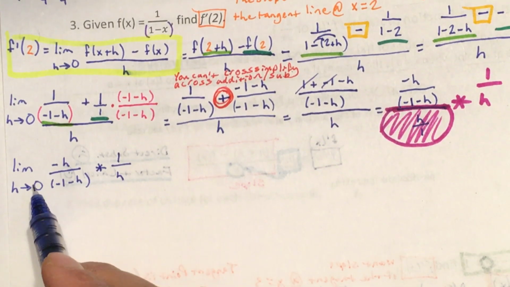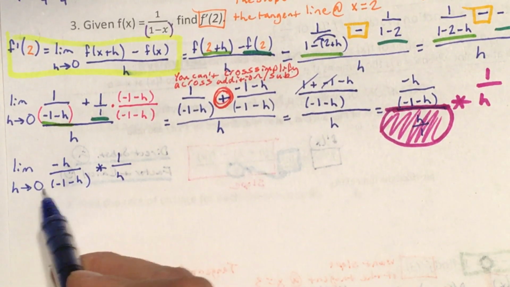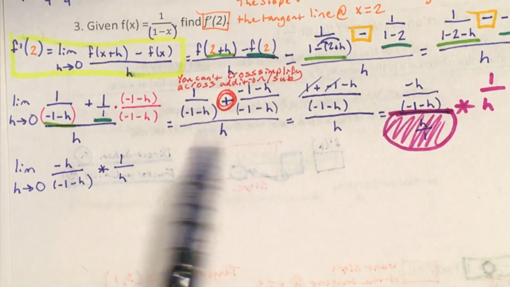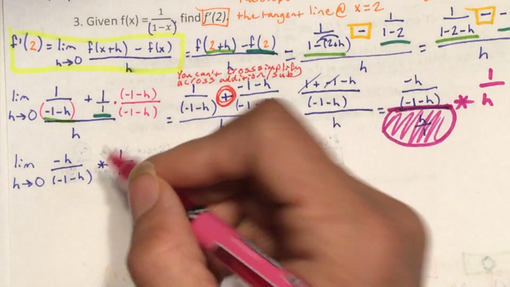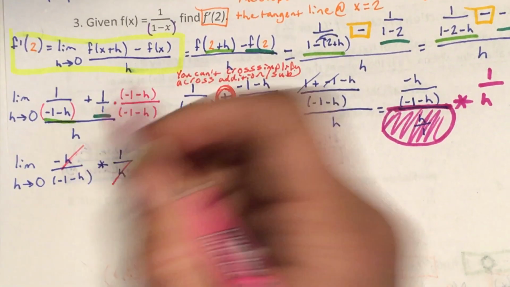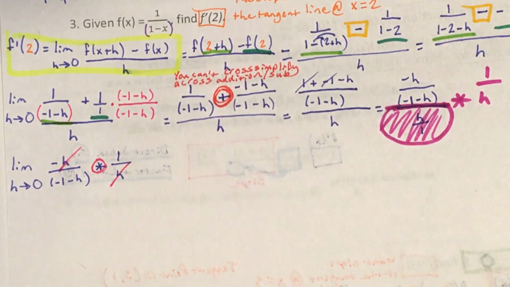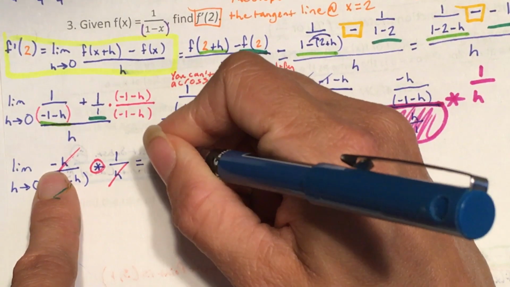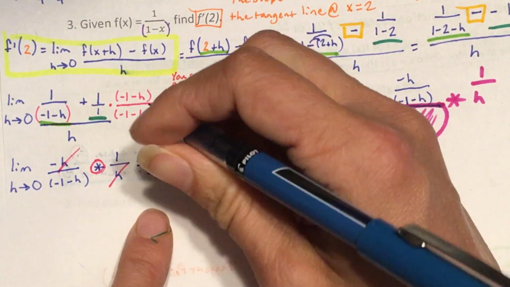Can I currently plug in 0 for h? Well, on the top is fine. Right here is fine. But since I've got this h in the denominator, that is no good. So is there a way for me to cancel out that h? Yeah, we can cancel out that h with the 1 on the top. Why? Because you can cross simplify across multiplication. So now what I am left with, and don't forget that negative that's still out in front, is negative 1 over negative 1 minus h.